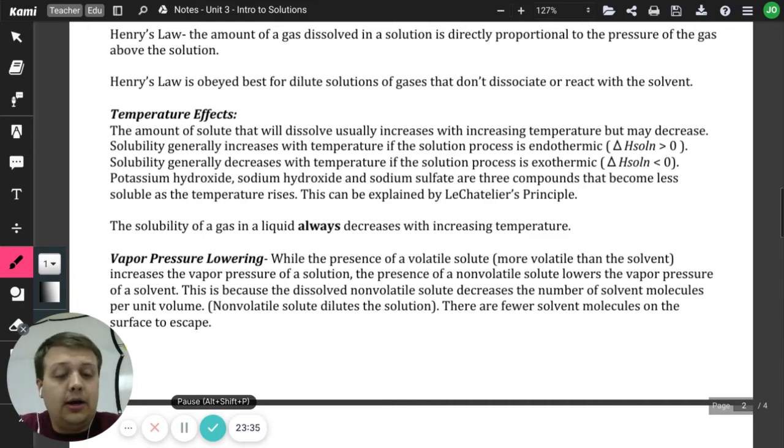All right. Now, here is potassium hydroxide, and sodium sulfate. Those three compounds are actually going to become less soluble as the temperature rises. So instead of following that other rule, where solubility increases with the temperature, they are actually going to do the opposite. If my temperature rises, the solubility of those three compounds is going to decrease. Okay, and that's all explained with Le Chatelier's principle. All right, now if I'm talking about the solubility of a gas in a liquid, it will always decrease with an increase in the temperature.